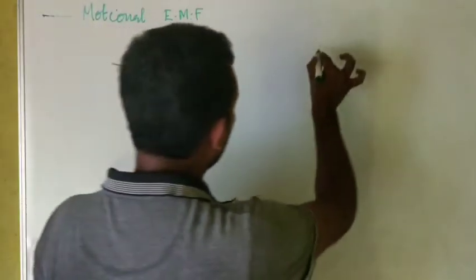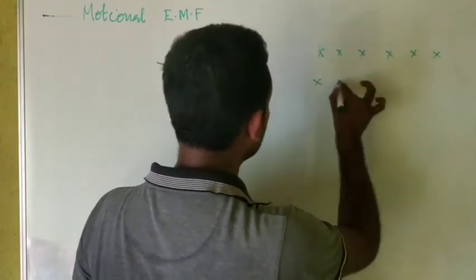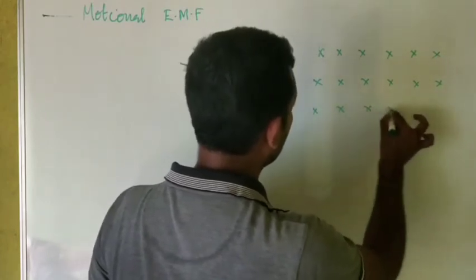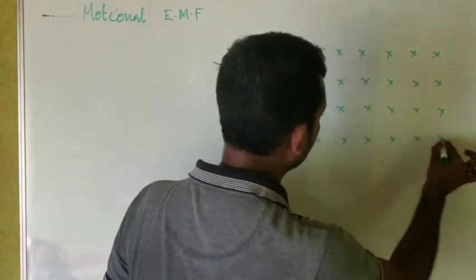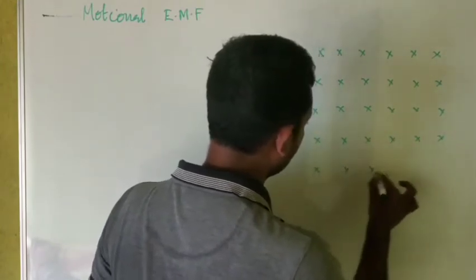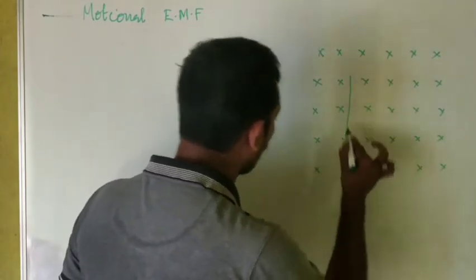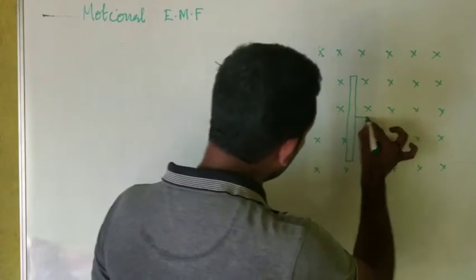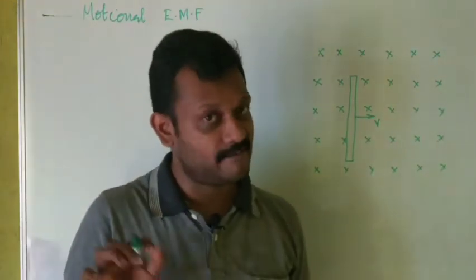Motional EMF. Now consider a uniform magnetic field directed into the plane of the board, as shown. I am placing a conducting rod here. The conducting rod is moved with a velocity V.